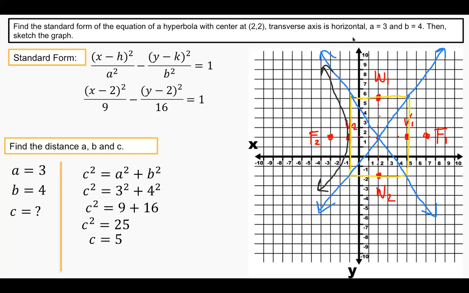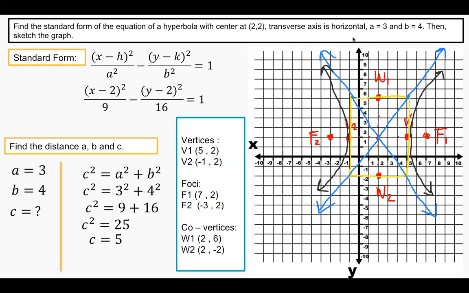Okay, asymptotic to that line. So this is now the graph of the given hyperbola, and based on the location of the points, our vertex 1 is located at (5, 2). Vertex 2 is located at (-1, 2). Focus 1 is located at (7, 2). Focus 2 is located at (-3, 2).